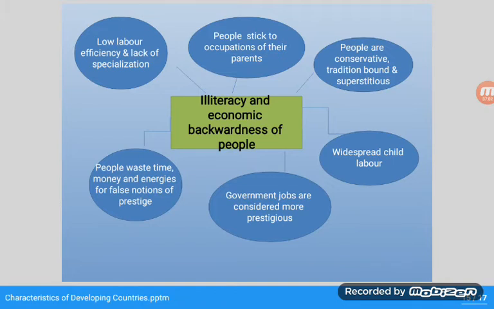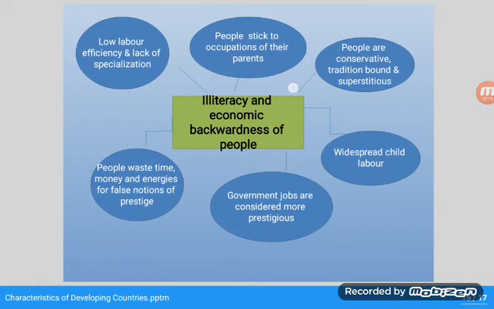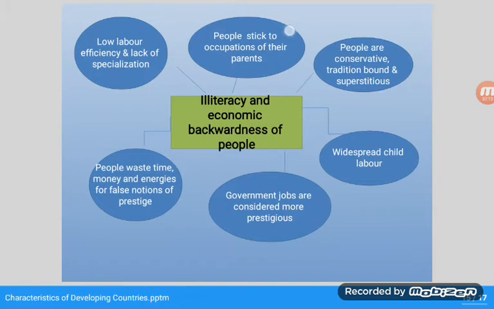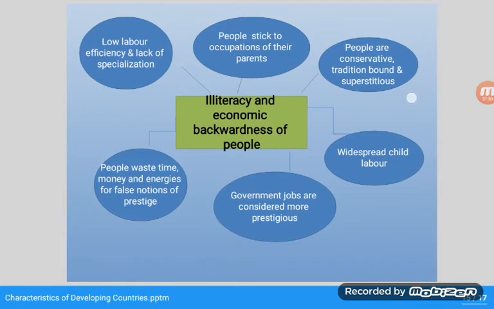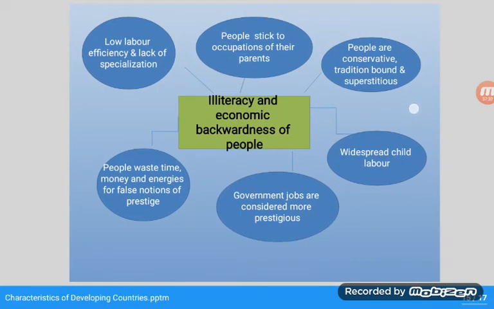Okay, then it's a matter of common observation that in such societies, people don't like to do experiments. They like to stick to the profession of their parents. Doctor ka beta doctor, engineer ka beta engineer kind of attitude prevails in that, because they feel secure in that kind of system. Generally, people are conservative and tradition bound and superstitious.